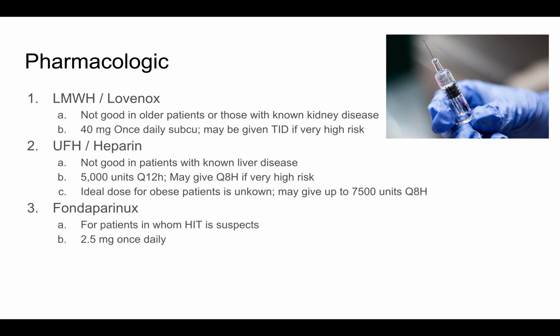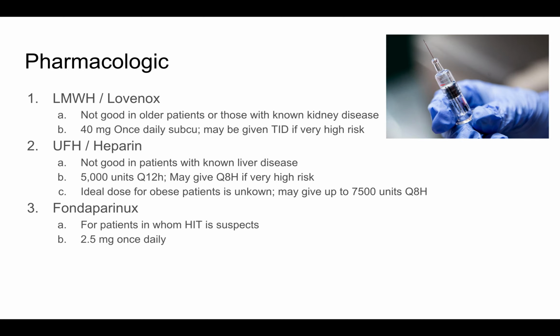The other option is unfractionated heparin. It's not good in patients with known liver disease, so it's probably better to use Lovenox in these patients, but you can use the unfractionated sub-Q heparin in patients with known kidney disease, and it might be a little bit better in some of your older patients. The dose of sub-Q heparin is 5,000 units Q12, so patients get more shots per day. They get 2 instead of 1 with the once daily Lovenox. And if patients are really high risk, you can give it every 8 hours.